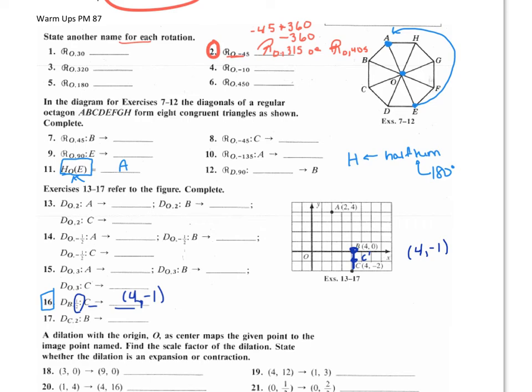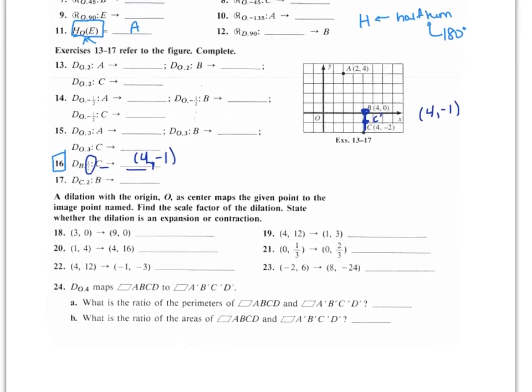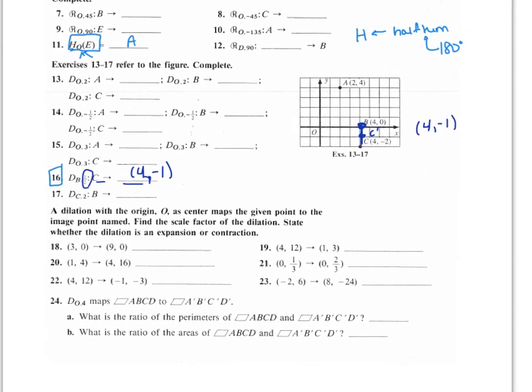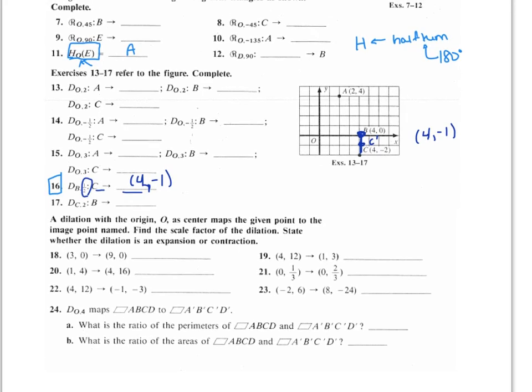So the rest of this we are going to do in class to make sure you understand it. I'll do one more for you here, for number 18 on this one. It says find the scale factor of the dilation, right? State whether the dilation is expansion or contraction. I'm going from 3 to 9, 0 to 0. So that scale factor K is going to be 3, and right, it's getting bigger, so this is an expansion.